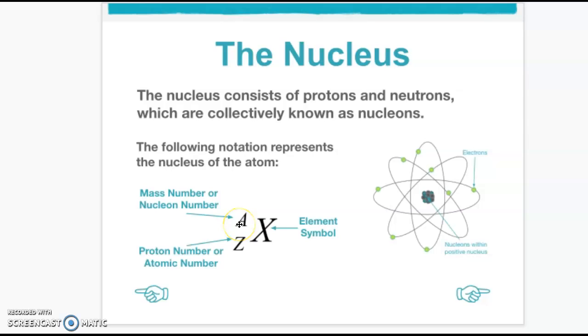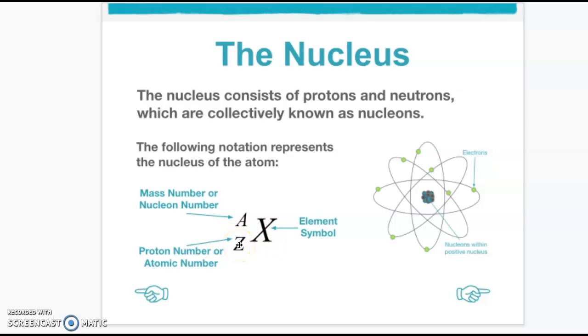In physics, we don't use very often the terminology mass number. We use nucleon number. A nucleon is any particle that lives in the nucleus, and so therefore, it's neutrons and protons. Both of these are nucleons. So where do we put the nucleon number? We put it on the top. This is a nucleon number. And then the proton number, in chemistry it's called the atomic number, goes on the bottom.